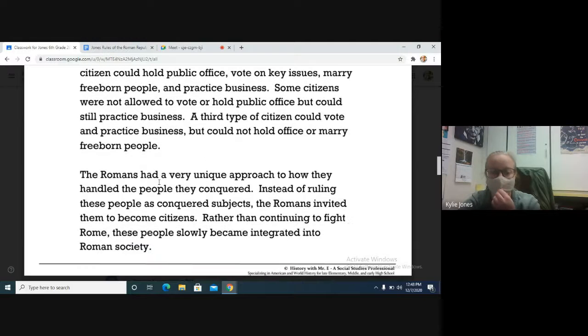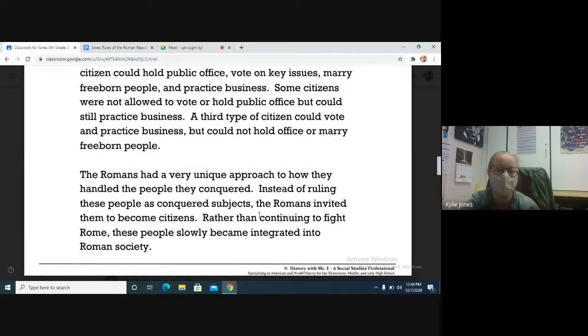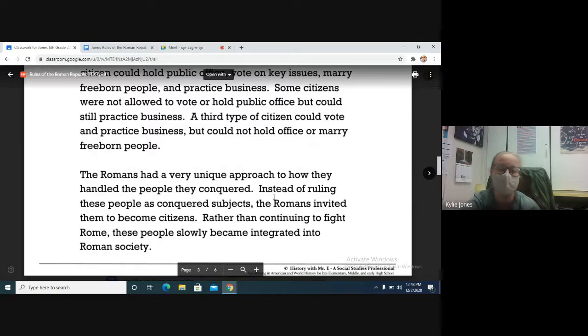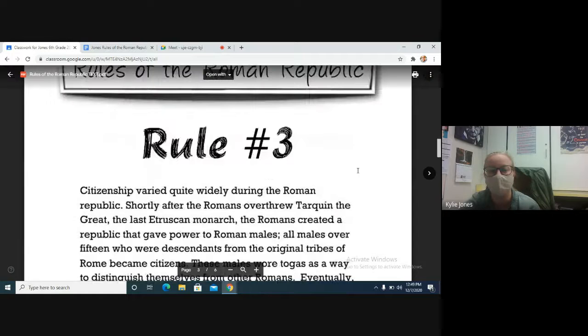The Romans had a very unique approach to how they handled the people they conquered. Instead of ruling these people as conquered subjects, the Romans invited them to become citizens. Rather than continuing to fight Rome, these people slowly became integrated into the Roman society. So, rule number 3 talks about the citizens of Rome, different types of citizenship.